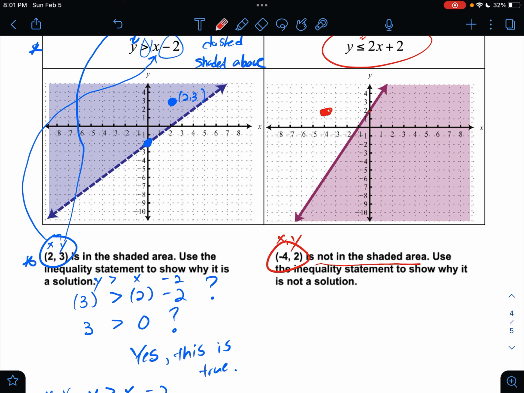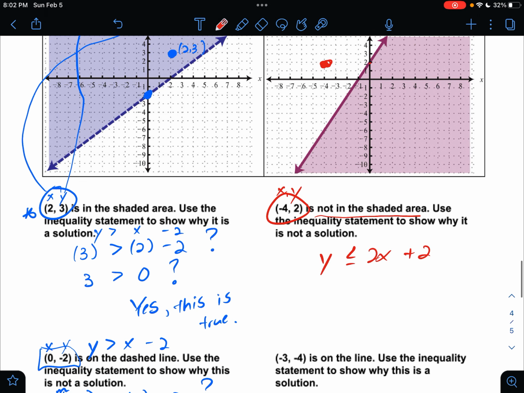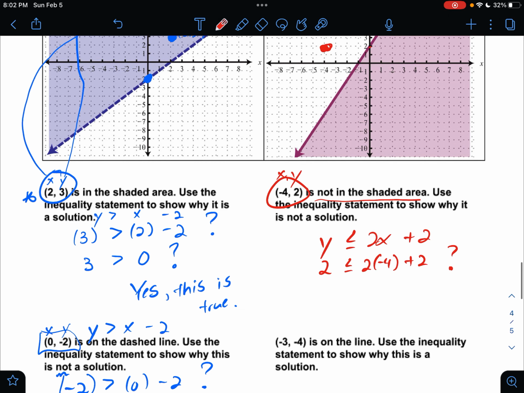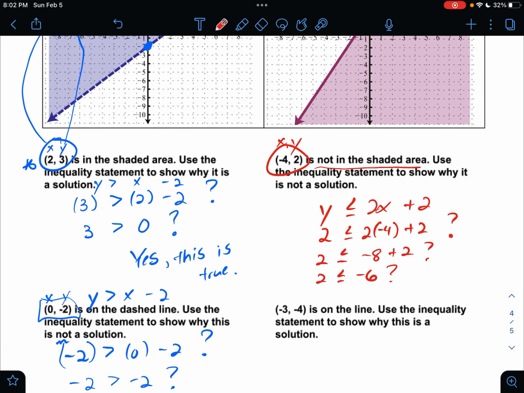Use the inequality statement to show why it is not a solution. So I'm just going to write the inequality statement this time. So this is our inequality statement. And now we're going to put 2 in for the y and negative 4 in for the x. And the question is, is this true? All right, so is 2 less than or equal to, let's see, 2 times negative 4 would be negative 8 plus 2? Negative 8 plus 2 would be negative 6. Is 2 less than or equal to negative 6? No, this is not true.